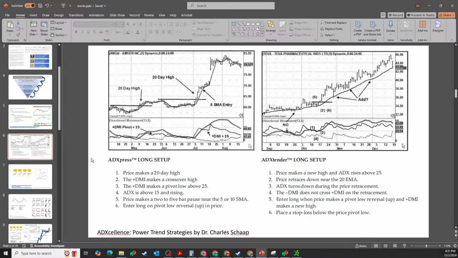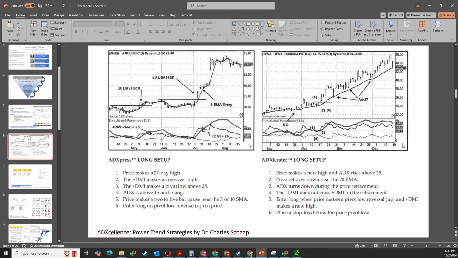I've talked about the ADX Excellence concepts. The two main setups that I use from Dr. Schaap out of this ADX Excellence power trend strategies are the AD Express and the AD Extender. Essentially an AD Express is just, you have this upward thrust. And he uses the ADX and the DMI indicator to help him identify these setups and to scan for them. But essentially, if I just looked at the price action, you have this upward thrust of price.